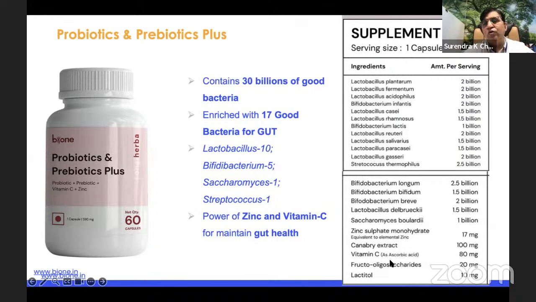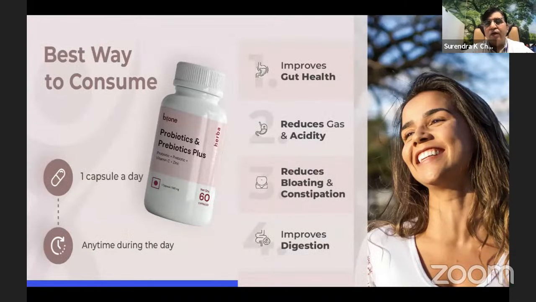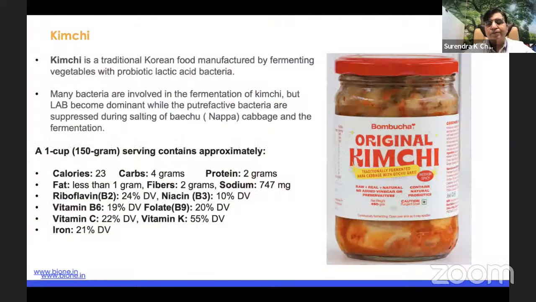You can see that the composition of these organisms has been planned in such a way that their networking and requirement in the human body system, as part of the gut, will be able to exert that effect of synchronization. This plays a very important role in improving your gut health, reducing gas and acidity, bloating, constipation, digestion, and anxiety and depression also. In many of the cases we have seen the impact of these probiotics, especially a combination of many species, which we are working with.